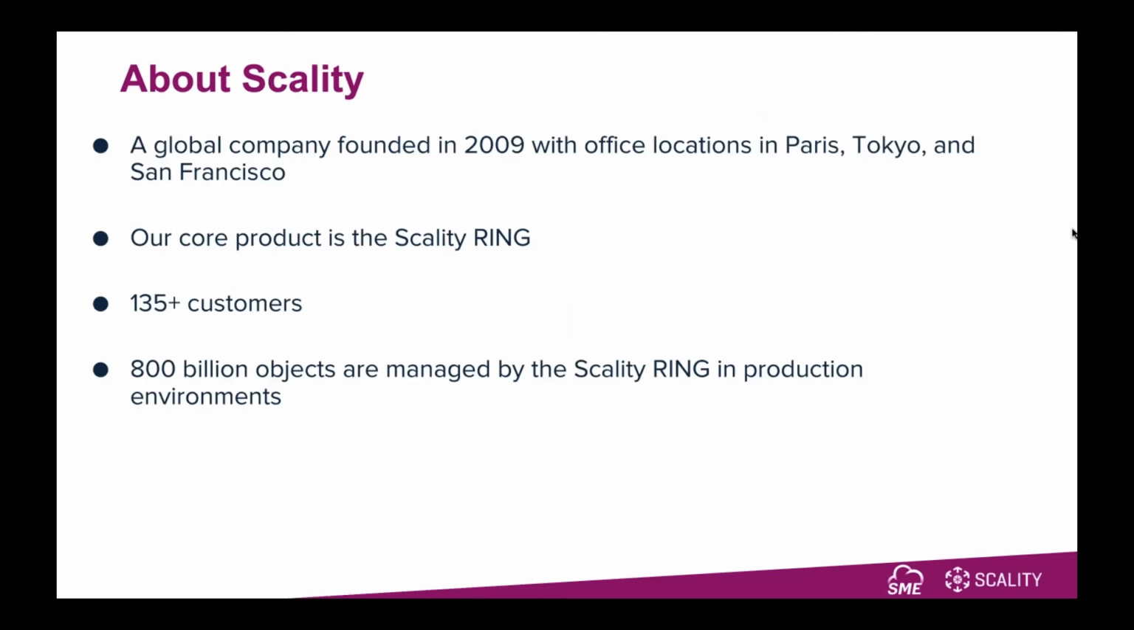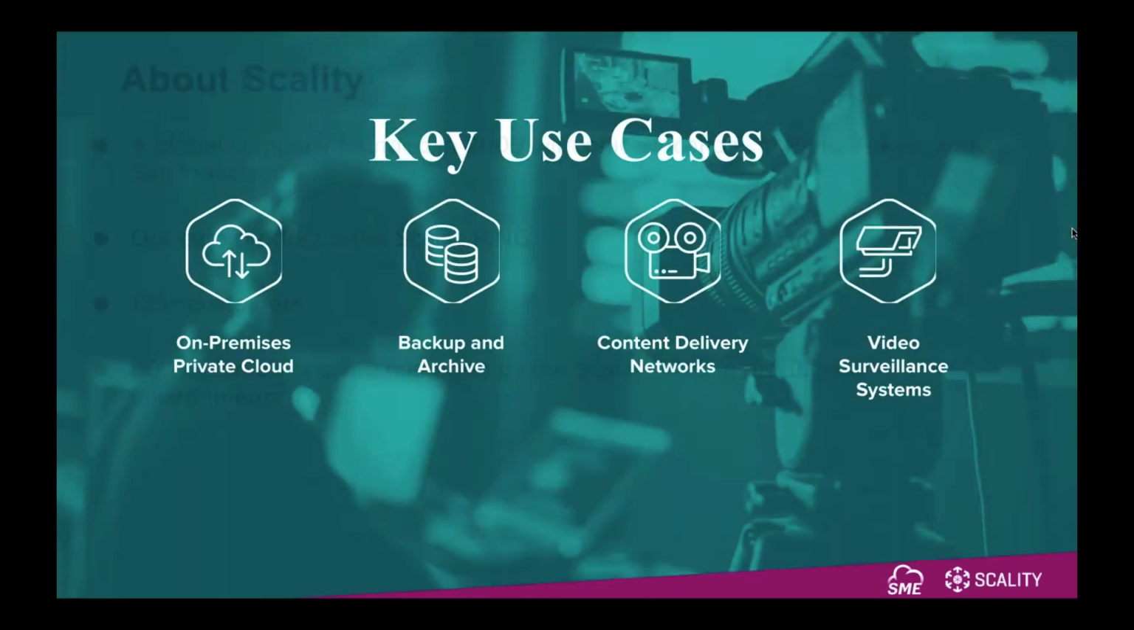Great. About Scality, we're a global company founded in 2009. We've got offices all over the globe, some really nice locations. Our core product is the Scality RING, and we also have an open source S3 server that we'll get into more later. We have over 135 customers, and over 800 billion objects are managed by the Scality RING in production environments today. Our key use cases are on-prem private cloud storage, which is really the focus of today's webinar, backup and archive, content delivery networks, and storage for surveillance systems.